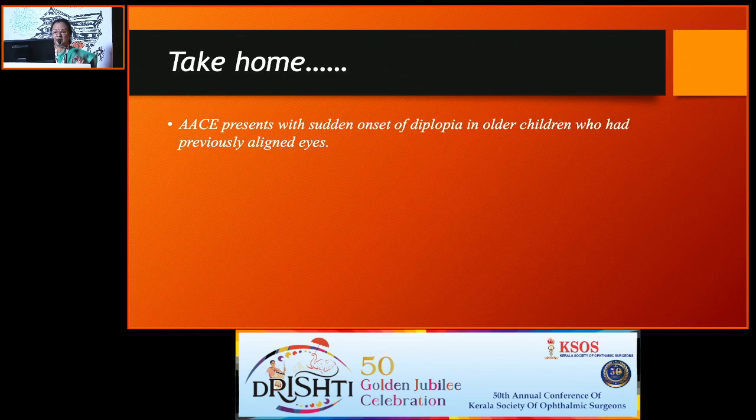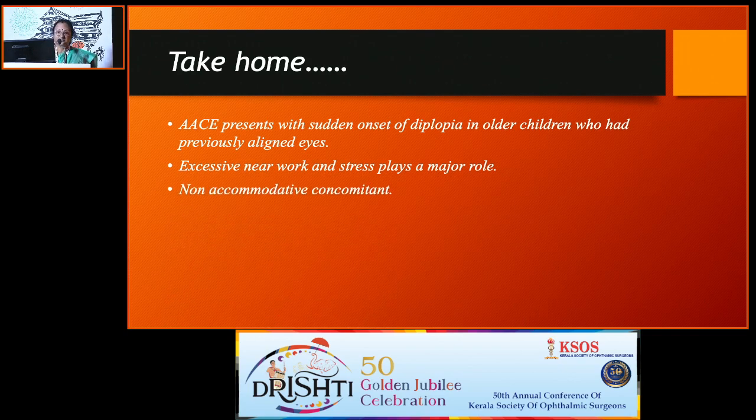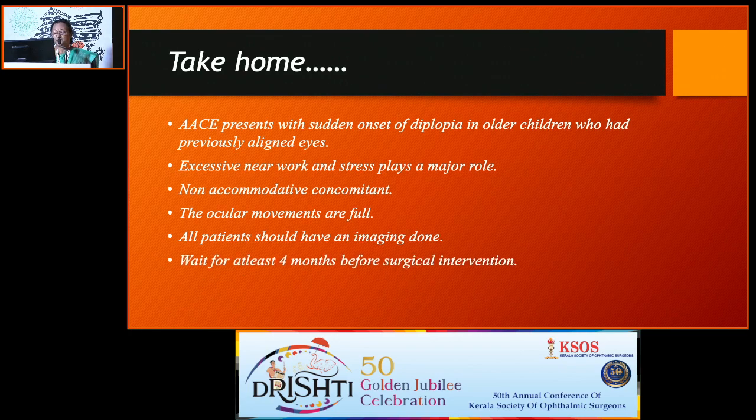So, acute acquired concomitant esotropia presents with sudden onset of diplopia, usually in older children who had previously aligned eyes. Excessive near work and stress play a major role. It is a non-accommodative concomitant variety, and the ocular movements are always full. All patients should have imaging done and wait for at least 4 months before surgical intervention, and we had a good surgical outcome in our experience.